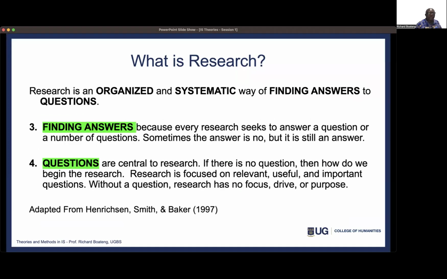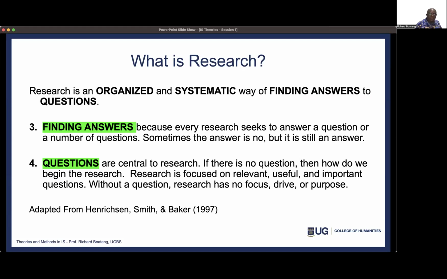And every research also wants to find answers to questions. Every research seeks to answer a question or a number of questions. And that answer could either be yes or no, but it's still an answer. And then beyond that, finding answers means that there should be a question. The questions are what is central to the research. If there's no question, how do we even begin the research? So a research is a search process which is directed by a question.